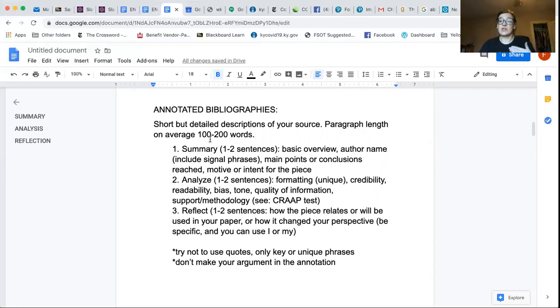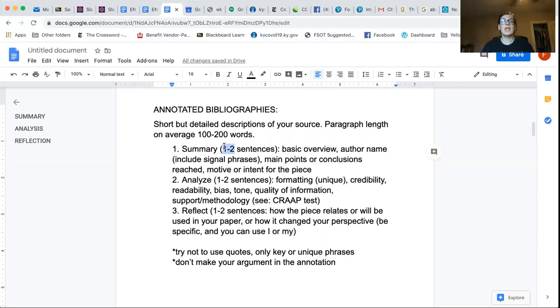The easiest way to make sure you get your word length in your paragraphs is to follow this structure with the summary, analysis, and reflection. When you do your summary, 1 to 2 sentences. What is the basic overview? Make sure you're using your signal phrase when you transition into this. Main points, conclusions that they reach. What's the motive or intent for this piece, right? By now you should really know the summary element.